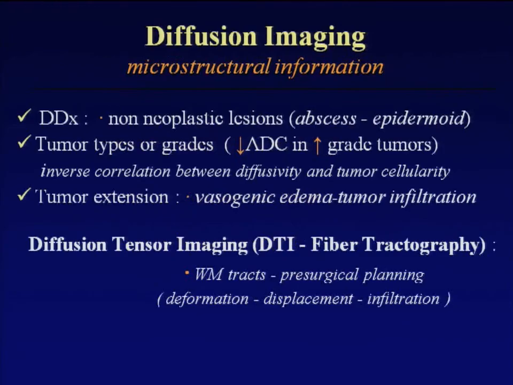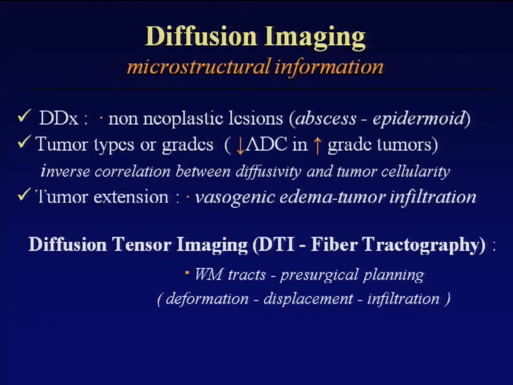First of all, diffusion. In routine clinical practice, we use diffusion to differentiate non-neoplastic lesions from neoplasms. But also, there are many papers in the literature describing this very interesting inverse correlation between diffusivity and tumor cellularity. In other words, more simply, if we are dealing with a cellular, high-grade tumor, we have restricted diffusion. We have lower ADC values. So that's why this inverse correlation.